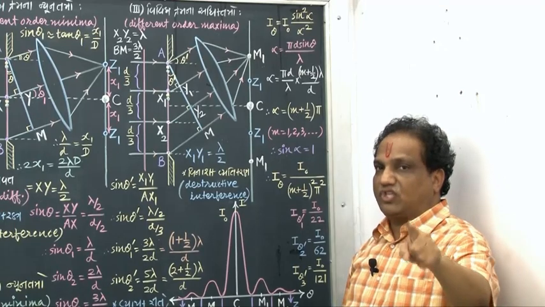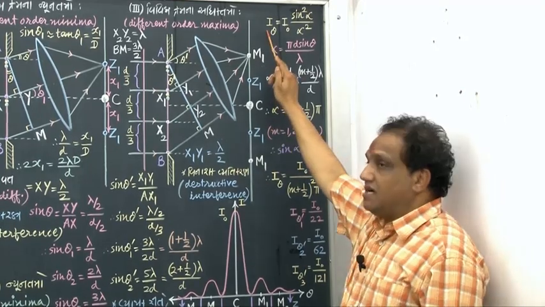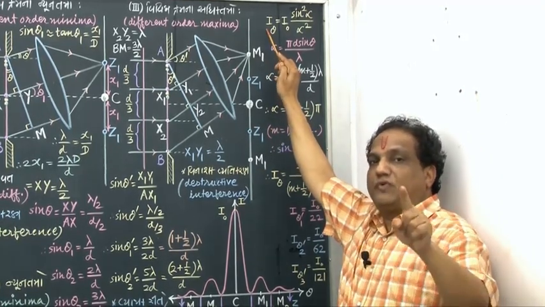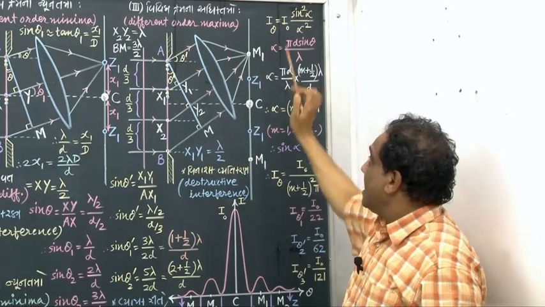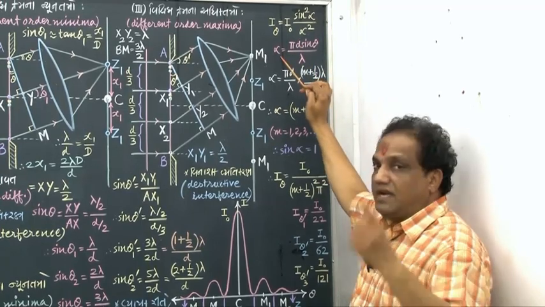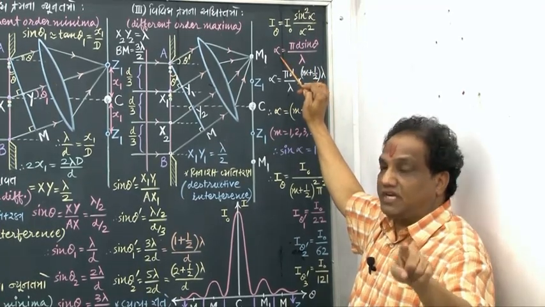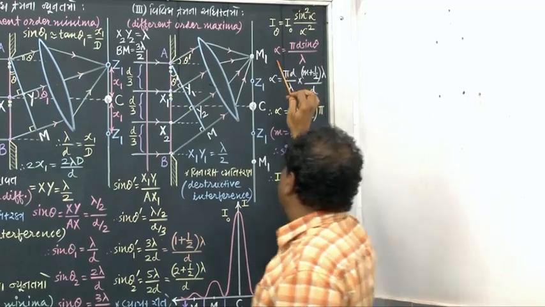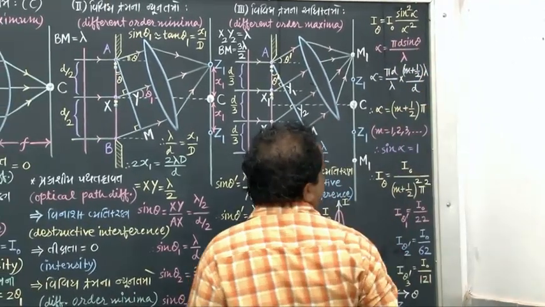Let me give the identification of each symbol. What is I theta? Intensity of light corresponding to angle of diffraction, say theta. I0 is the maximum intensity of light. Alpha is some sort of angle. It is related to the angle of diffraction theta by this formula: alpha equals pi d sin theta upon lambda.